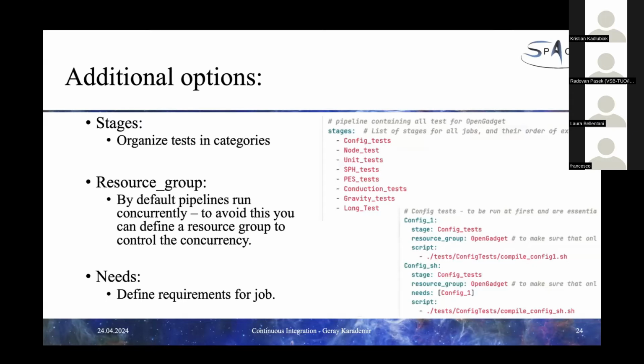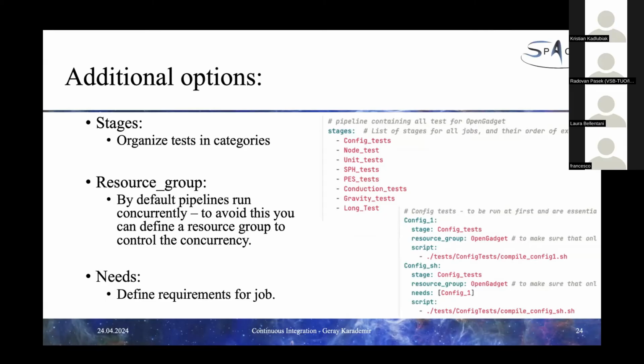And now we get to the point of what kind of options we have. I already told you about the stages. So we have the config stage, node, unit, the SPH, and so on and so forth. And then the next step is we can define resource groups. And this is, in my opinion, very important because pipelines usually run concurrently, so they run in parallel. And this can create issues with resources and also with files sometimes.